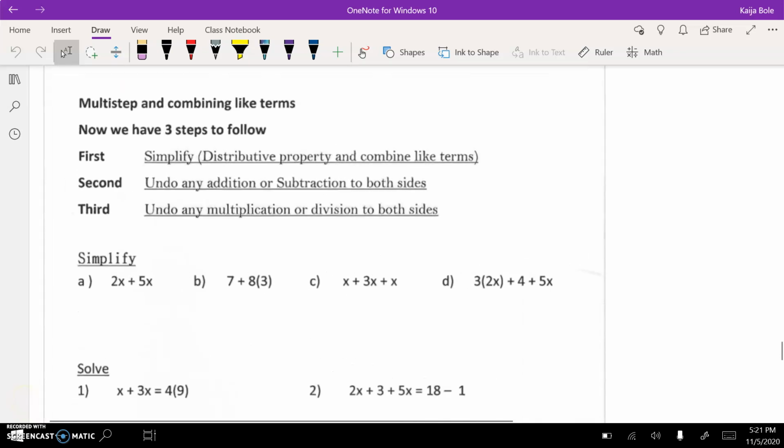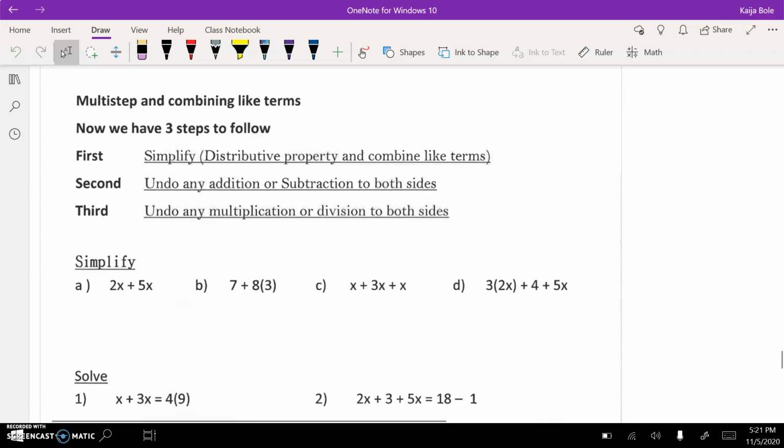Alright, here we are on the last page of the notes, multi-step and combining like terms. So we know from the last lesson that now we have 3 steps, okay? The first step was the distributive property, which we talked about in the last lesson, and now we also have to take into consideration when we have to combine like terms. Once we've done all that, then it's just back to normal, nothing new.